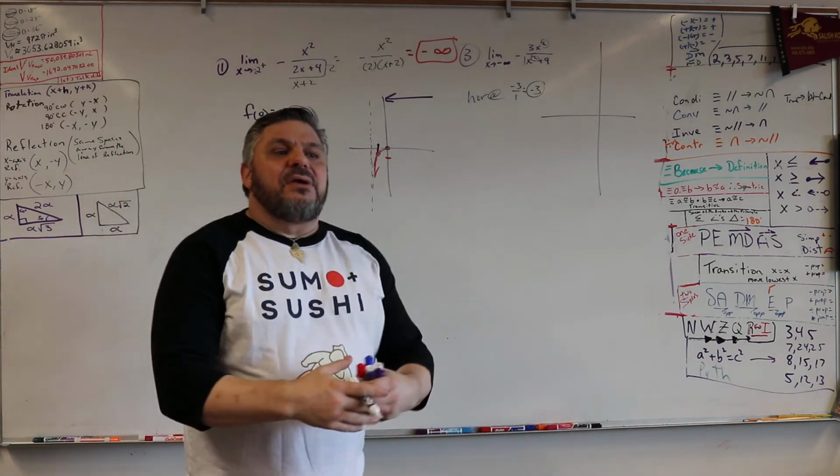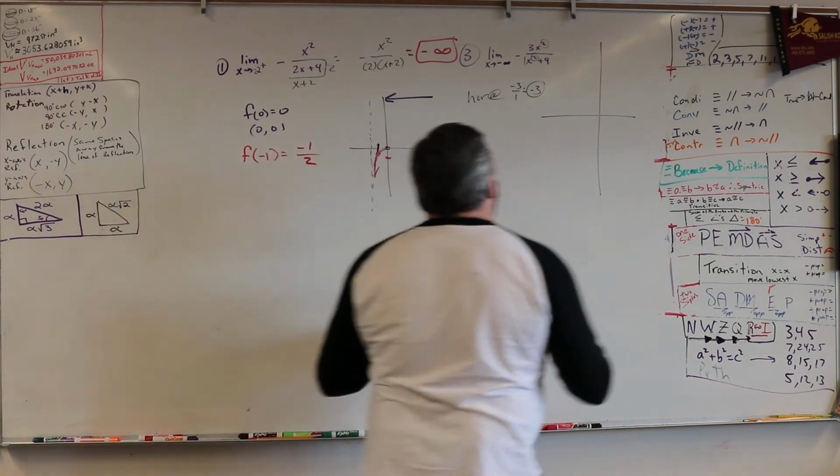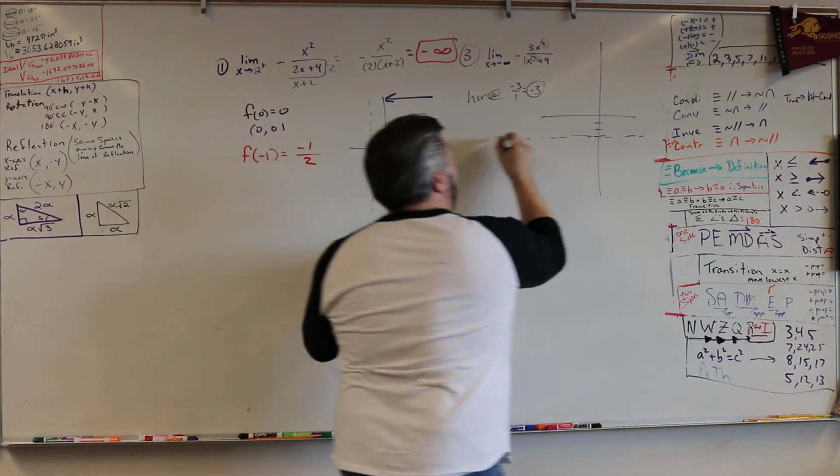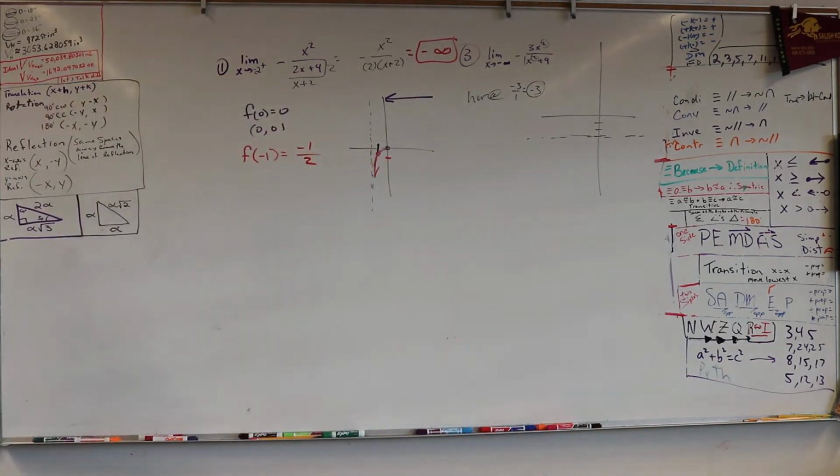How do we prove that guess? We know we have a horizontal asymptote at -3, right? So now we want to prove it.